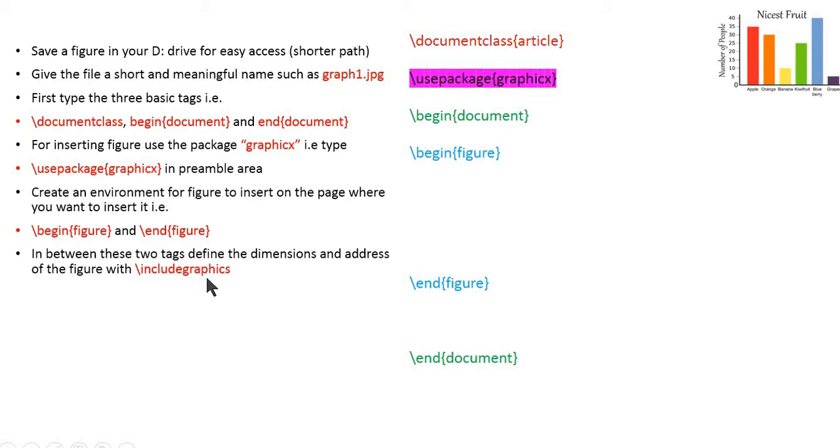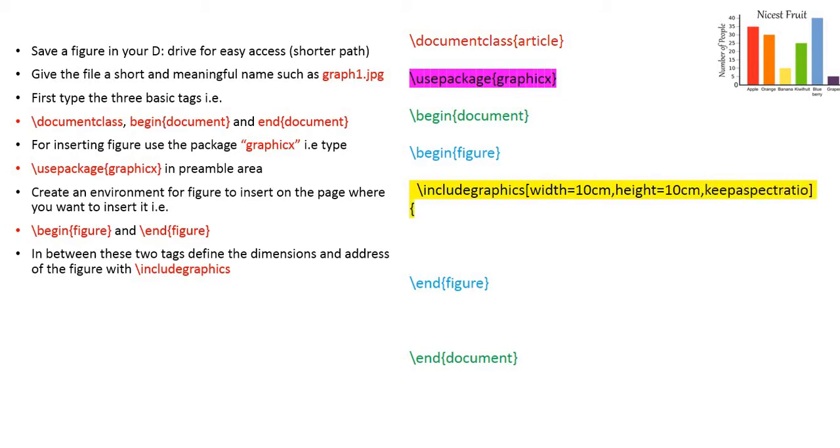What does this \includegraphics command do? This defines the height and width, that is the dimensions of the figure, and also you tell the path of the figure to LaTeX. So type \includegraphics. Define the dimensions in between these brackets and give the path in the curly braces. Here width has been defined as 10 centimeters and height has been defined as 10 centimeters. So these brackets are used for giving the dimensions.